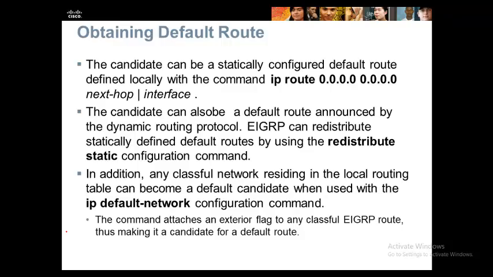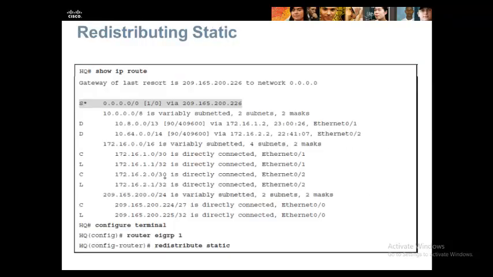Now, this is the output on the edge router. On the edge router, we have a statically defined default route pointing towards the gateway. This is the IP address of the ISP. And inside EIGRP, we say router EIGRP 1, redistribute static. This is not correct. I don't know why they have not mentioned the metric. Whenever you redistribute, you should mention the metric.